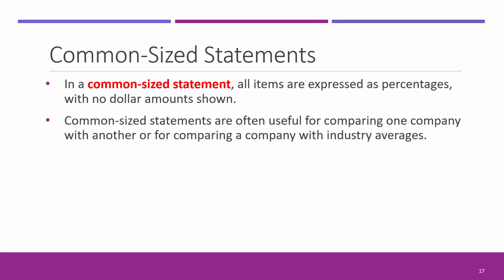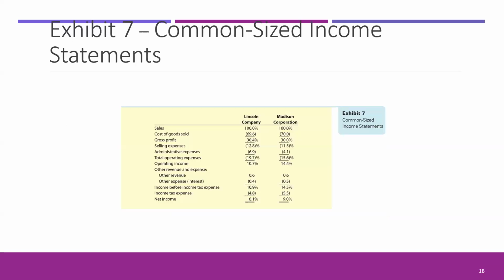And then common size financial statements are just vertical analysis, but between different companies. And we can even take away the actual dollar signs if we would like, because we're looking at different companies and we're only looking at them as a percentage. So we can see Madison Corporation has a higher profit margin. Their profit margin is 9%, whereas Lincoln is 6%.